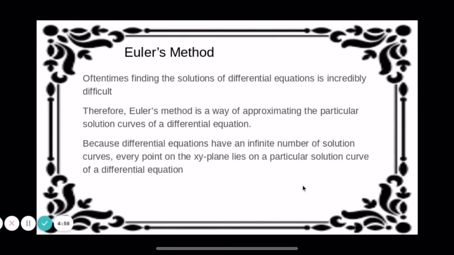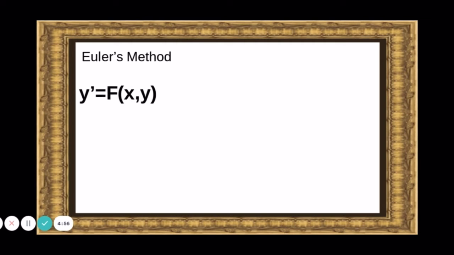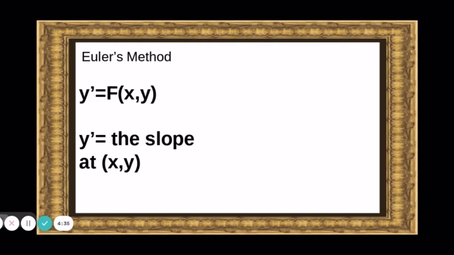Now, what is Euler's method? First, you should understand the standard notation of a differential equation, and that is y prime equals f of xy, where y prime is a function of xy. Essentially, y prime is the slope at xy. A differential equation basically gives a slope for each and every x and y value. So y prime would be the slope at xy of the particular solution that goes through xy.